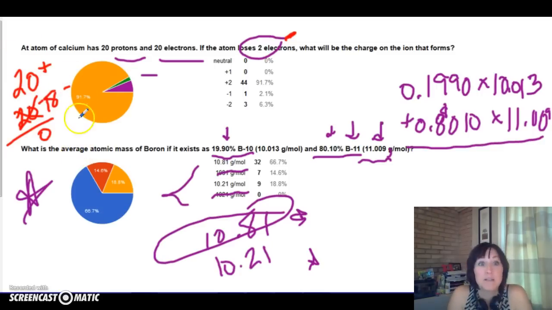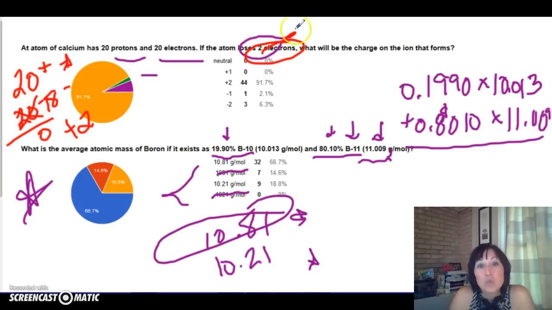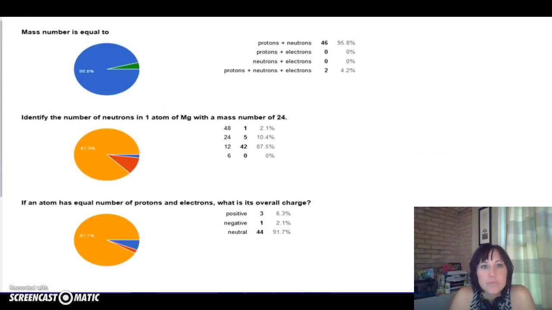Negative 18, positive 20. So we're going to have a negative? Oh, are we going to have negative? No, we're going to have a positive 2 charge, right? So we have 2 more positives than we do negatives. So remember, the electrons are negatively charged, so losing 2 of them is going to leave us with a positive 2 charge. All right.